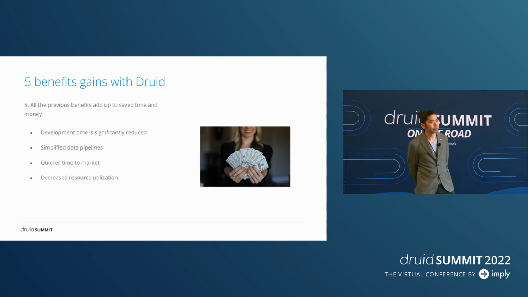Quicker time to market. Product manager changes the calculation, just call it with a new calculation. No computation needed. You don't even have to reach my team. Done. And then, we talked about it already, but decreased resource utilization means saving money.